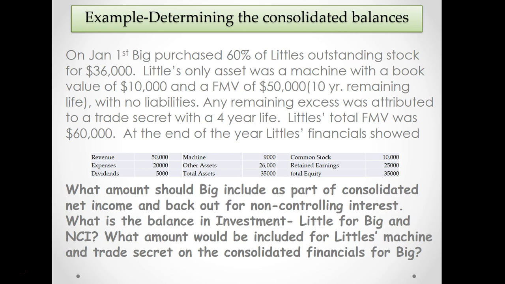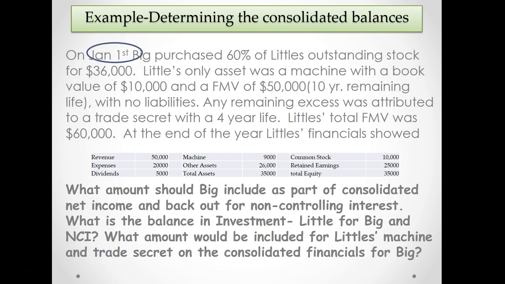Now here at the end of the current year, Little's financials are shown. What amount should Big include as part of consolidated net income and back out for non-controlling interest? What is the balance in the investment in Little for Big and non-controlling interest? And what amount would be included for Little's machine and trade secret on the consolidated financials for Big? Now this is similar to a lot of your homework problems.